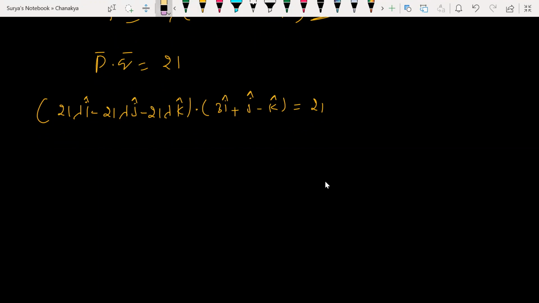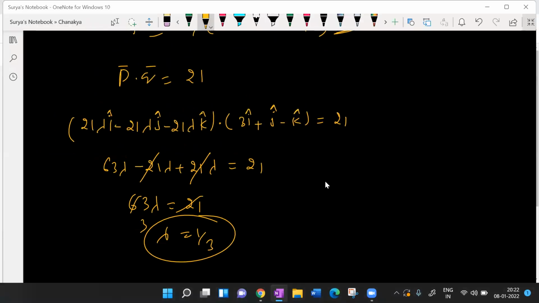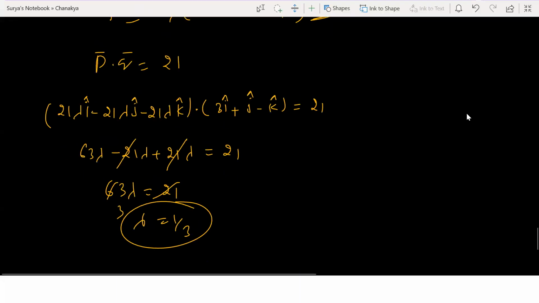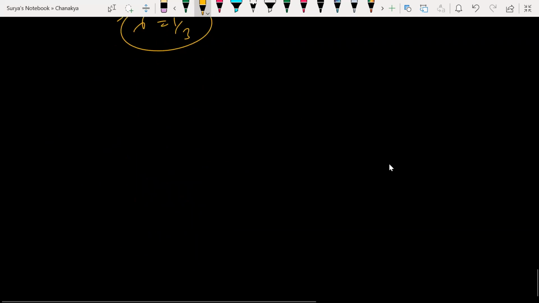So 21 times 3 is how much, beta? 63 lambda minus 21 lambda plus 21 lambda, minus into minus is plus, right, is equal to 21. So when 21 lambda is gone, what is left for me? Lambda is equal to 1 by 3. Am I right? Any doubts here? Divyanka, Daria, any doubts, beta? No, sir, no doubt. Right? Yes, absolutely.